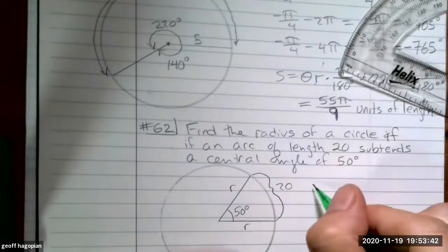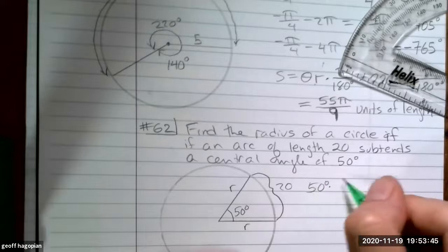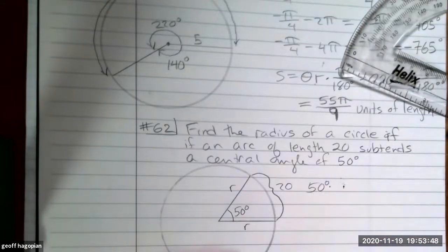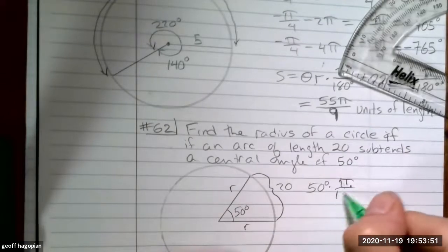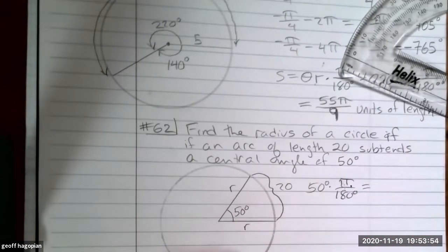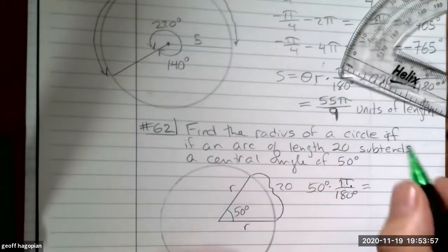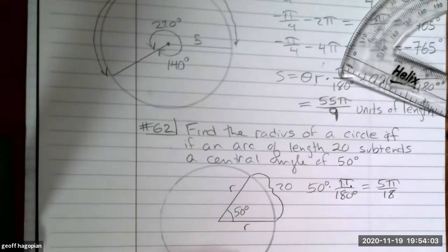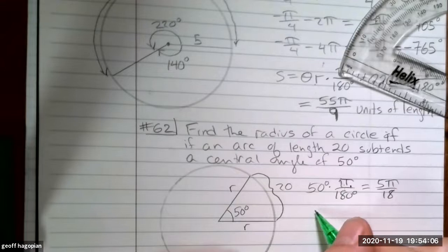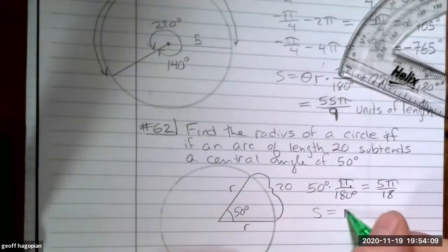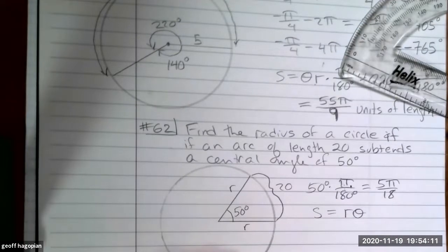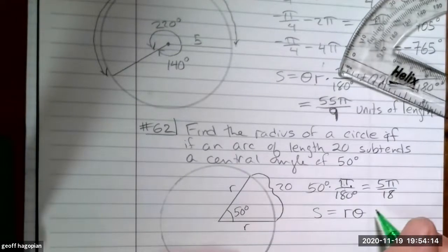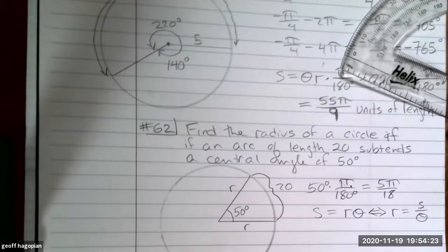And so we get the radian measure of 50 degrees by converting with our conversion factor, 5 pi over 18. So that's the radian measure of that 50-degree angle. And we know that s is equal to r theta, or we can say r is equal to s over theta. If you know two of those quantities, you can find the third, right?